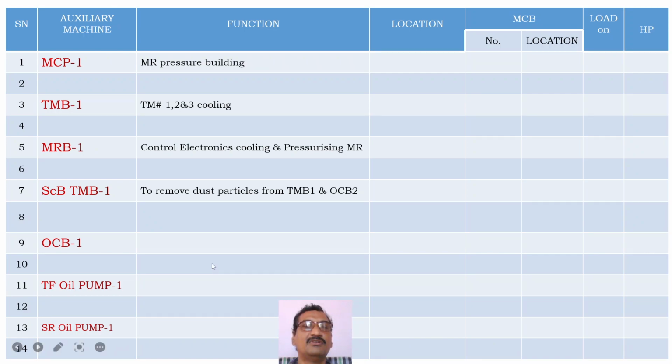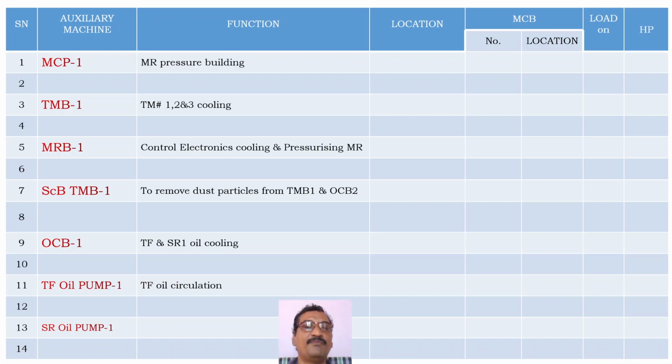Scavenging blower for TMB is to remove dust particles from TMB1 and OCB2. Here we have to remember this TMB1 and OCB2 because of its location. The next machine is transformer and SR oil cooling. As we have seen in the figure, it is cooling both.